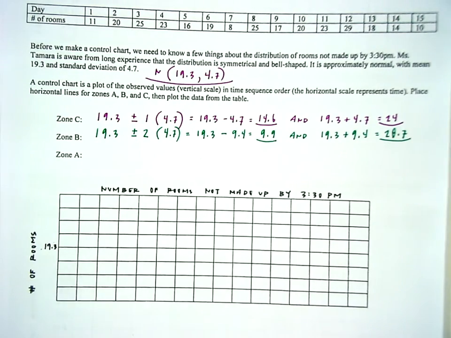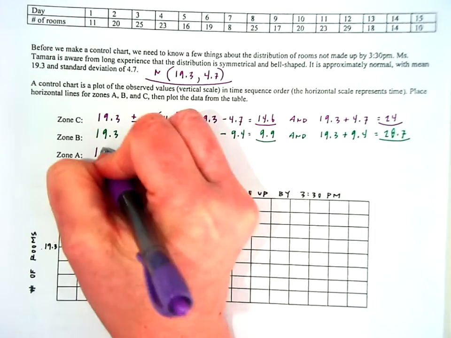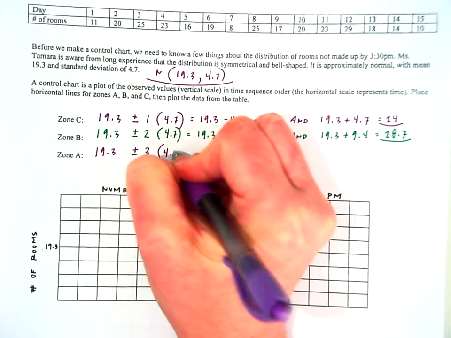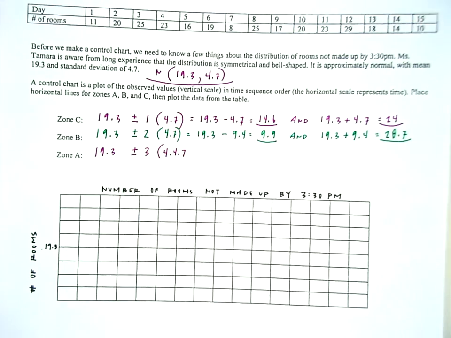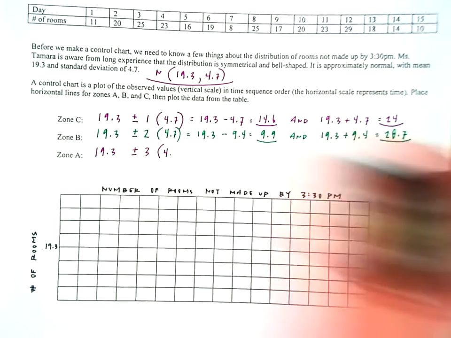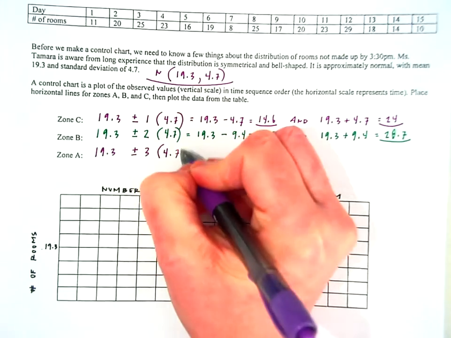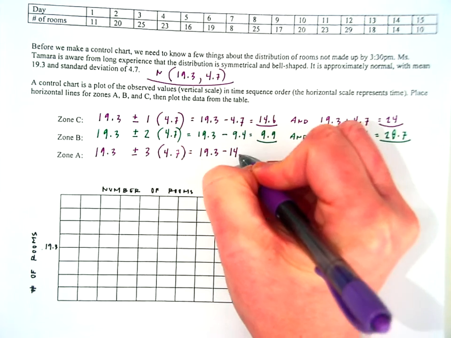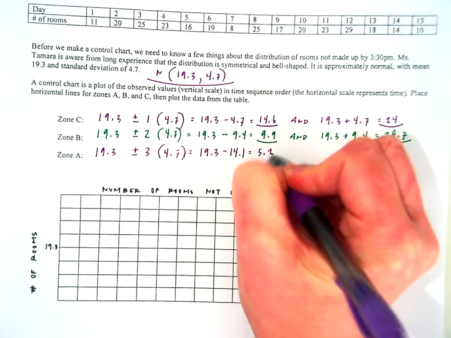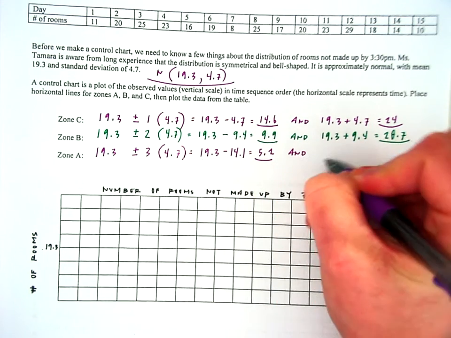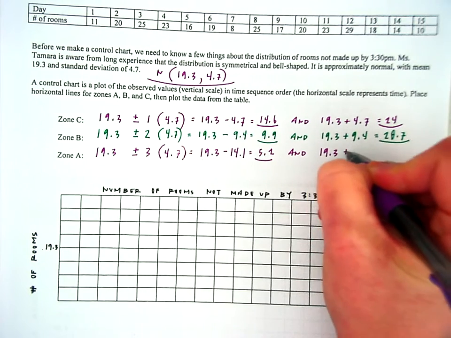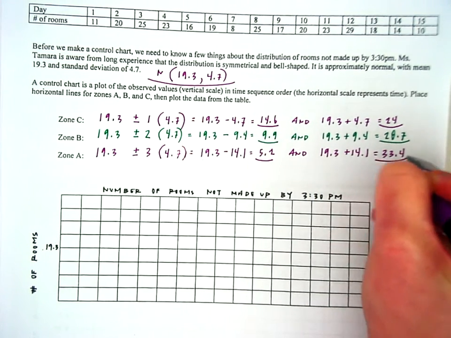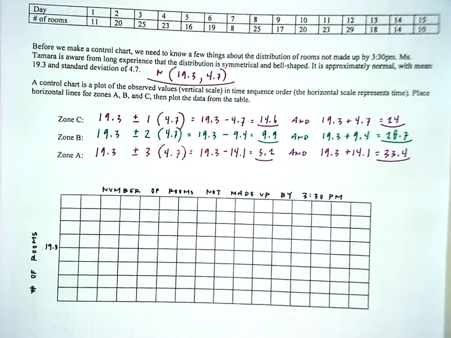All right, zone A. So here, 19.3 plus or minus 3 standard deviations. So 3 times 4.7, 14.1. So that means 19.3 minus 14.1, so I get 5.2. And the other one, 19.3 plus 14.1 is 33.4. Okay, great. So I have all of my boundary lines.